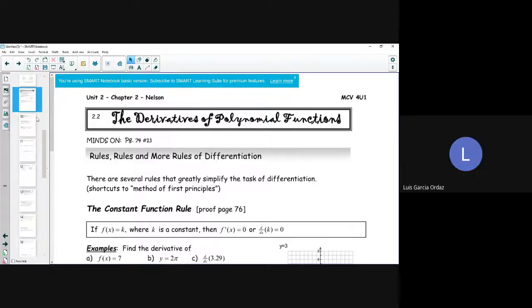So we're going to be talking about the derivatives of polynomial functions. So we basically already learned that a derivative helps us find the rate of change of the tangent at any specific a value on a curve.